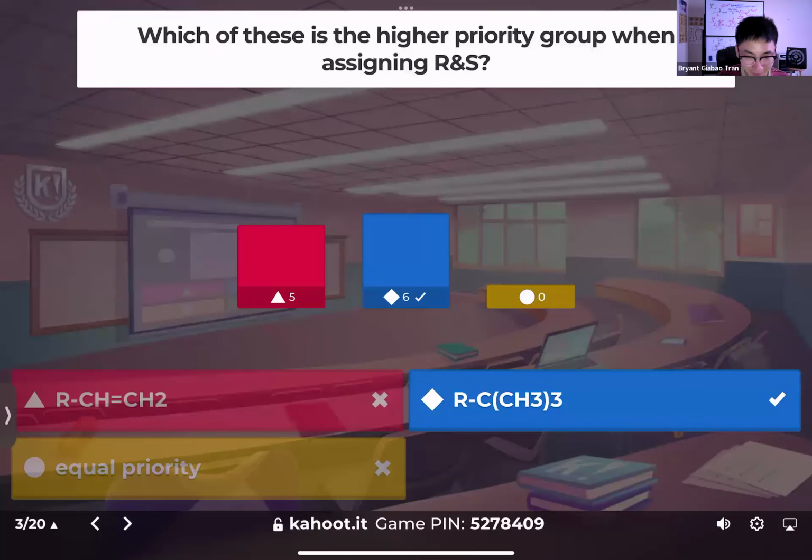So this one right here, look at the very first atom again, which is carbon. Then you see what's attached to it. For the red one, that carbon is attached to carbon 2 times because of the double bond and a hydrogen 1 time. So 2 carbons and 1 hydrogen. For the blue one, that carbon is attached to carbon 3 times because of the 3 methyl groups. So 3 carbons versus 2 carbons, the 3 carbons win. That's why blue has higher priority than the red one, because it's attached to more carbons, or more atoms with a higher atomic number.